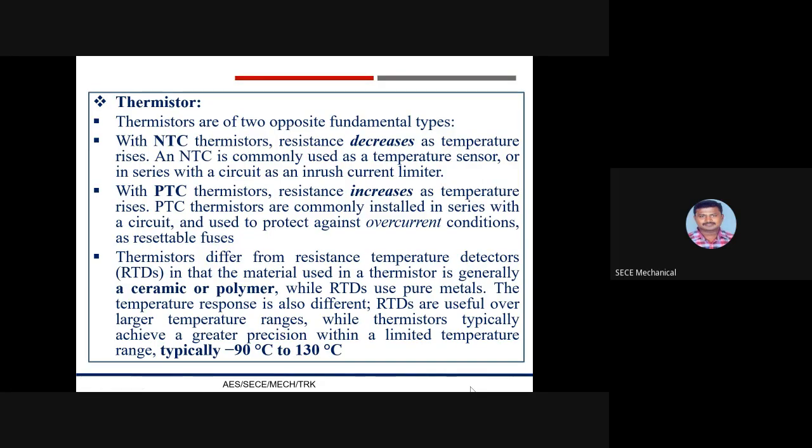So guys, the next topic is thermistor. The thermistor is a temperature sensor. It is used to measure temperatures, because in IC engines we need to measure a lot of temperatures.